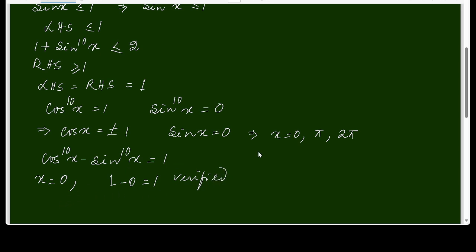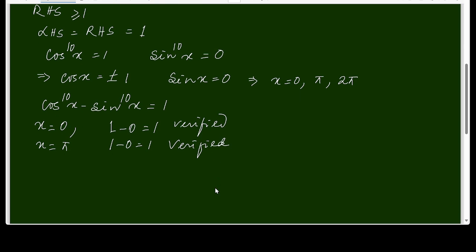If it is pi, cos pi is negative 1, negative 1 power 10 is again 1, and sine pi is 0, so this is 1, verified. And when x is equal to 2 pi, it will be again 1 minus 0, it is verified.